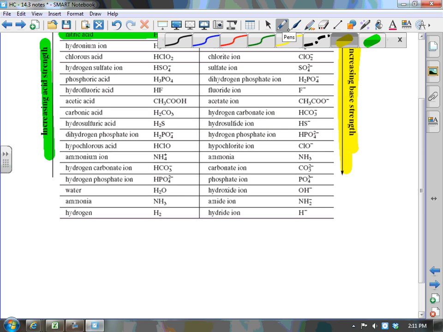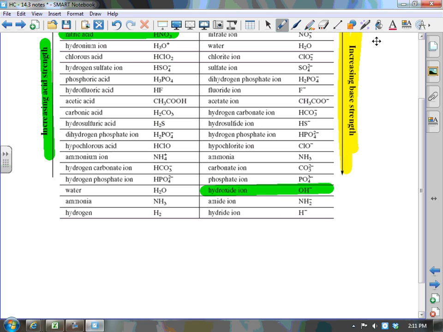Now if we go all the way to the bottom, hydroxide, we haven't talked about all these, but hydroxide is a very strong base. Well, its conjugate is water, and water is a very weak acid. You do not have to memorize this chart, but you do need to understand the relationship between them. If something is strong, its leftover piece will be weak. If something is weak, its leftover piece will be strong. And we've got that partnership that works there.